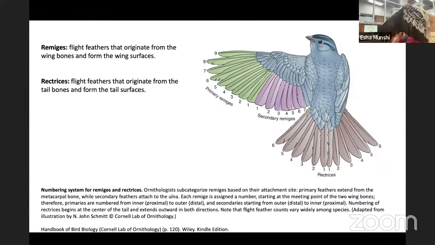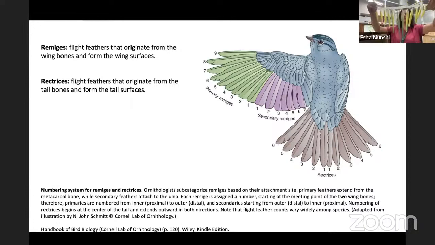Now, why one starts from here and also here? Why primary one starts from here? Why secondary one starts from here? There is a very interesting reason for numbering feathers like that. We'll come to that in 1 second. Before that, I'll explain the rectrices, which are the tail feathers. So this is a tail of a rose ring parakeet. And as you can see, it's almost identical on both the sides.